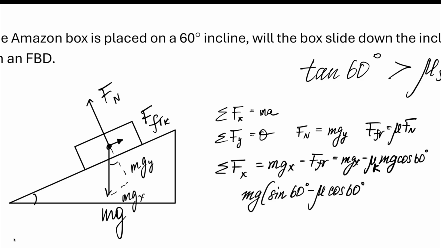If this is daunting, you don't have to do that. You can just step by step find your mgy, find your mgx, find force of friction, subtract friction from mgx, get that number, divide by mass, which is 12 kilograms, and voila, you will have your acceleration.